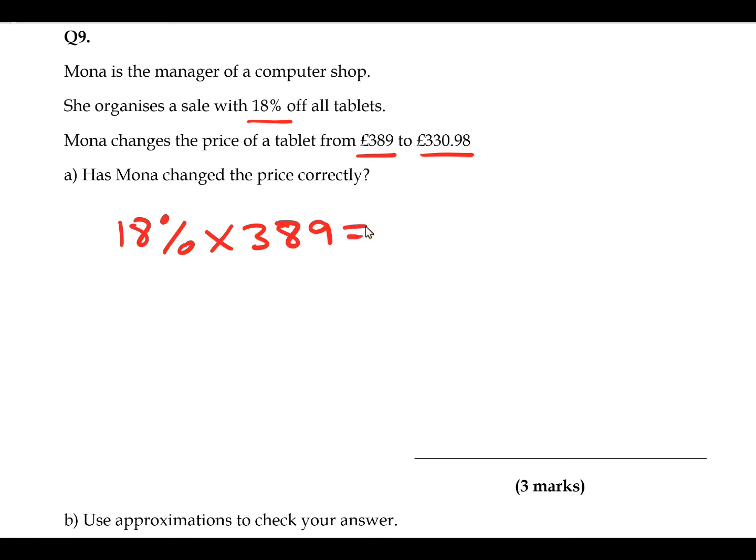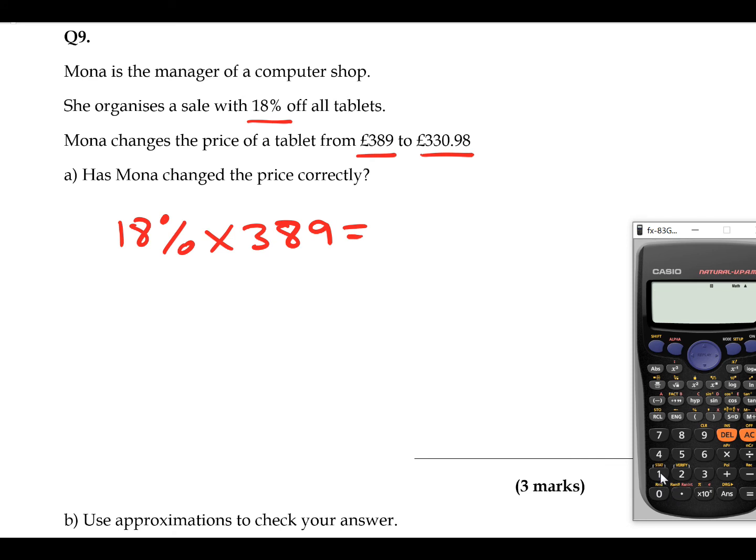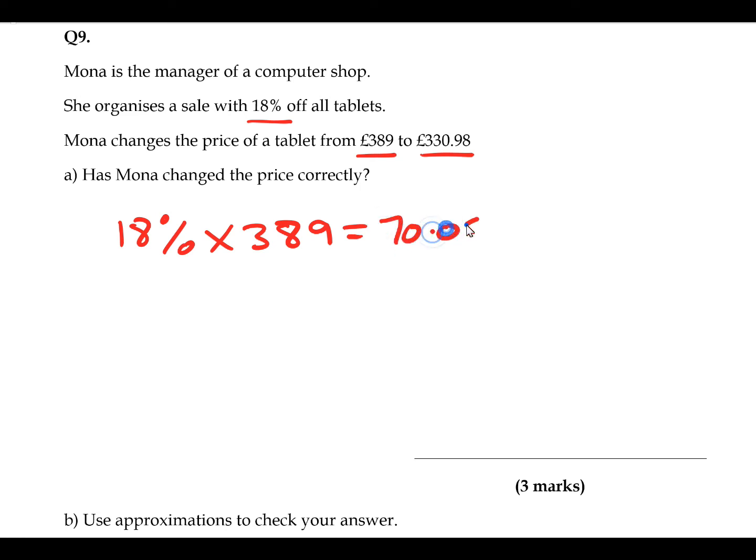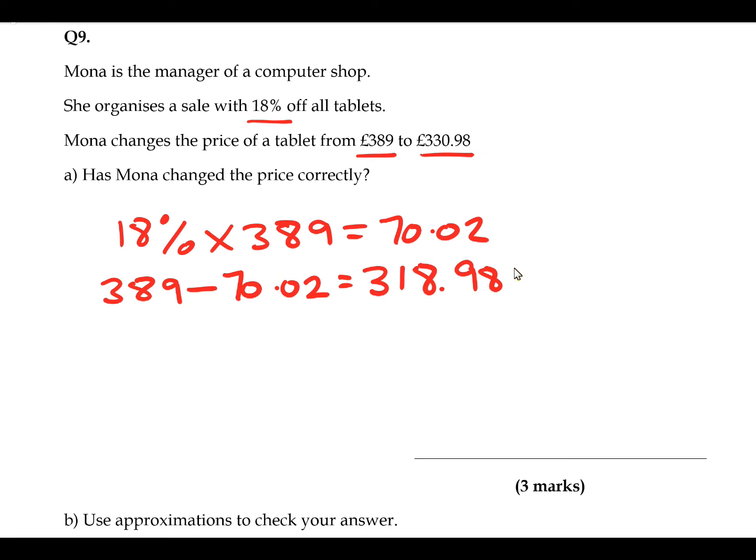So on your calculator, exactly as it looks as I've written it, 18 shift bracket button to get the percent of, and then 389 equals. So she should have taken off for 18% £70 and 2 pence. So let's check that. £389, take away £70 and 2 pence is £318 and 98 pence. So has Mona changed the price correctly? No, it is incorrect.